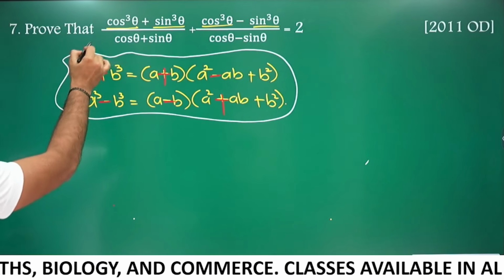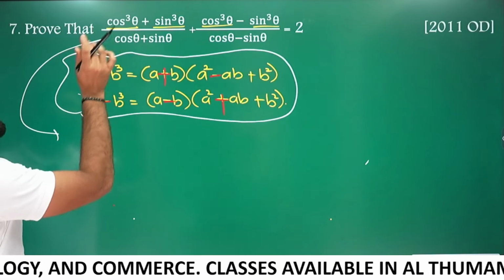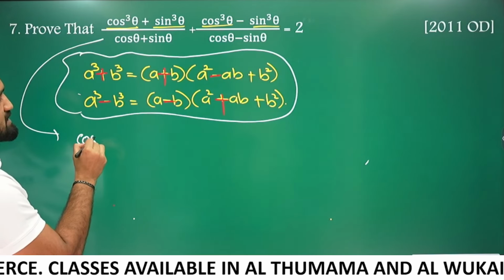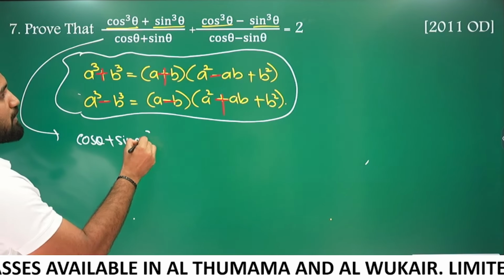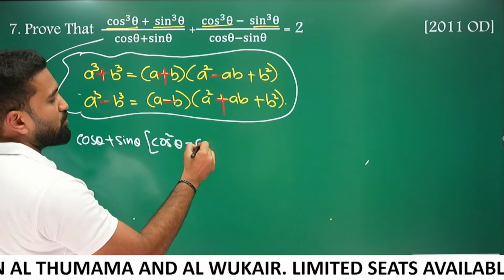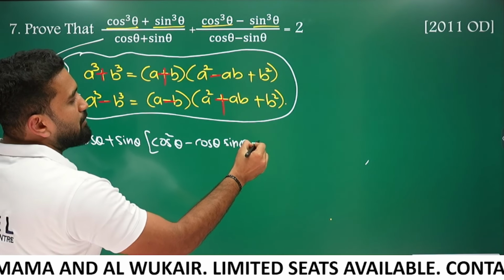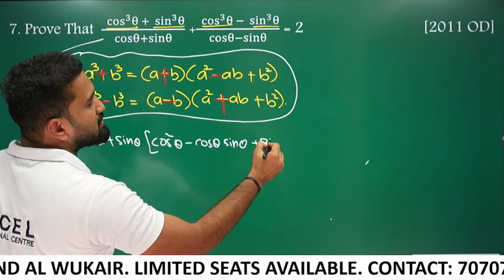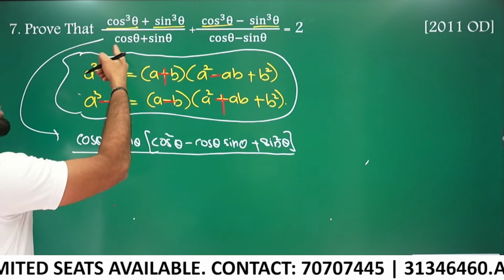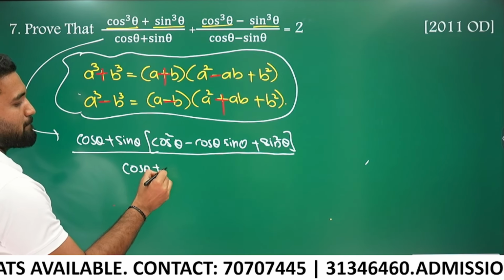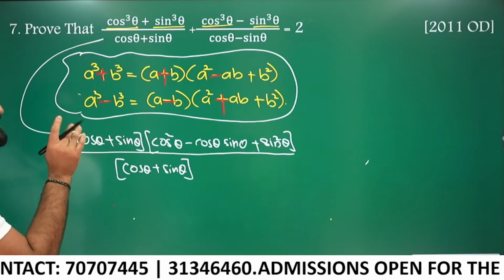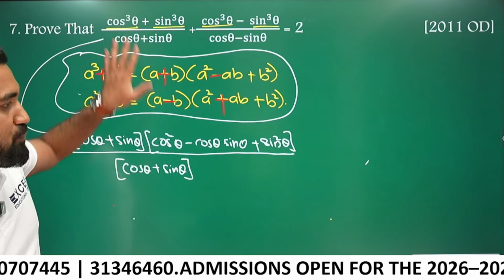So what is the answer for this one? Cos cube plus sin cube, a cube plus b cube, is equal to a plus b, that is (cos theta plus sin theta) into (a square, cos square theta, minus cos theta into sin theta plus b square, sin square theta), divided by cos theta plus sin theta. This will be the explanation for this part.